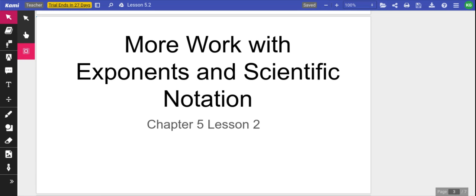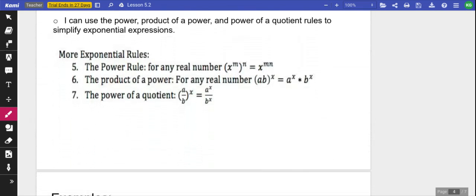Okay, Chapter 5, Lesson 2 is going to be more work with exponents and scientific notation. Go ahead and take down these notes.